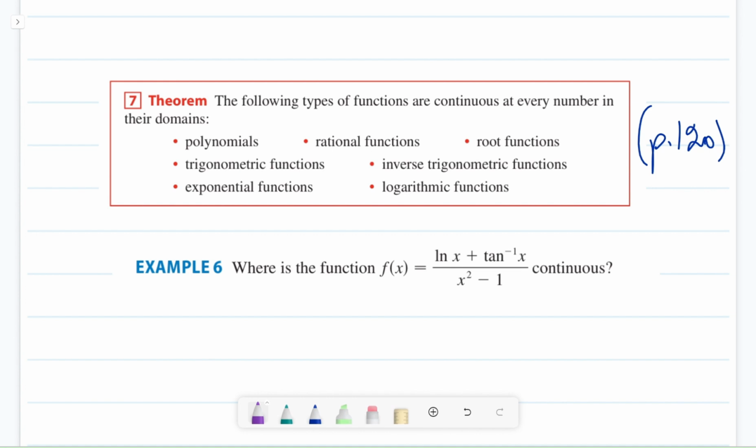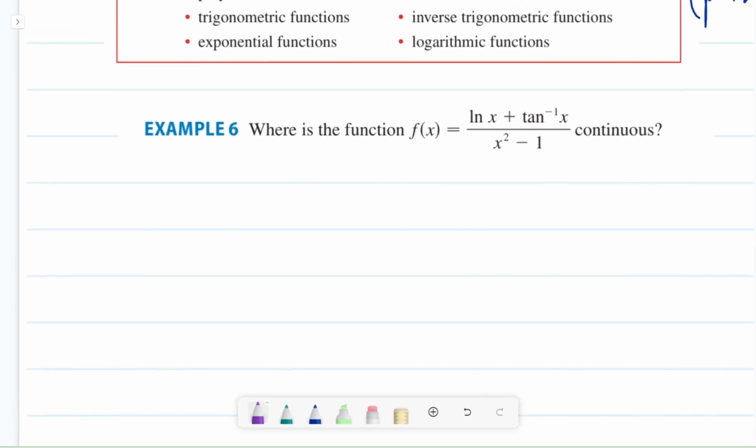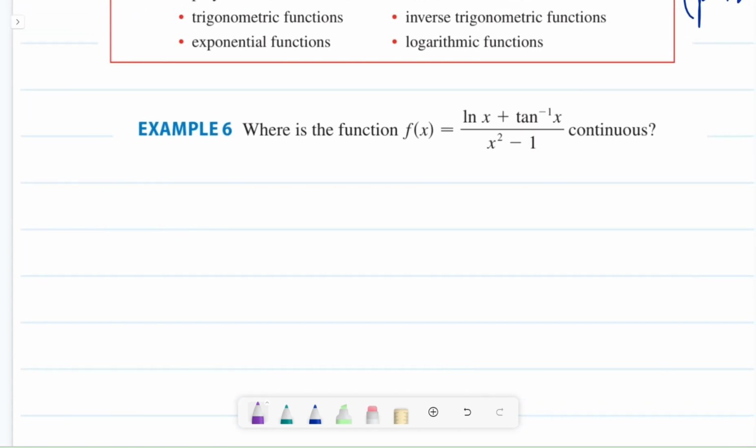Now let's look at an example that applies both of these theorems. Where is the function f of x equals ln x plus arctan of x divided by x squared minus 1 continuous? First I will just rewrite it here.